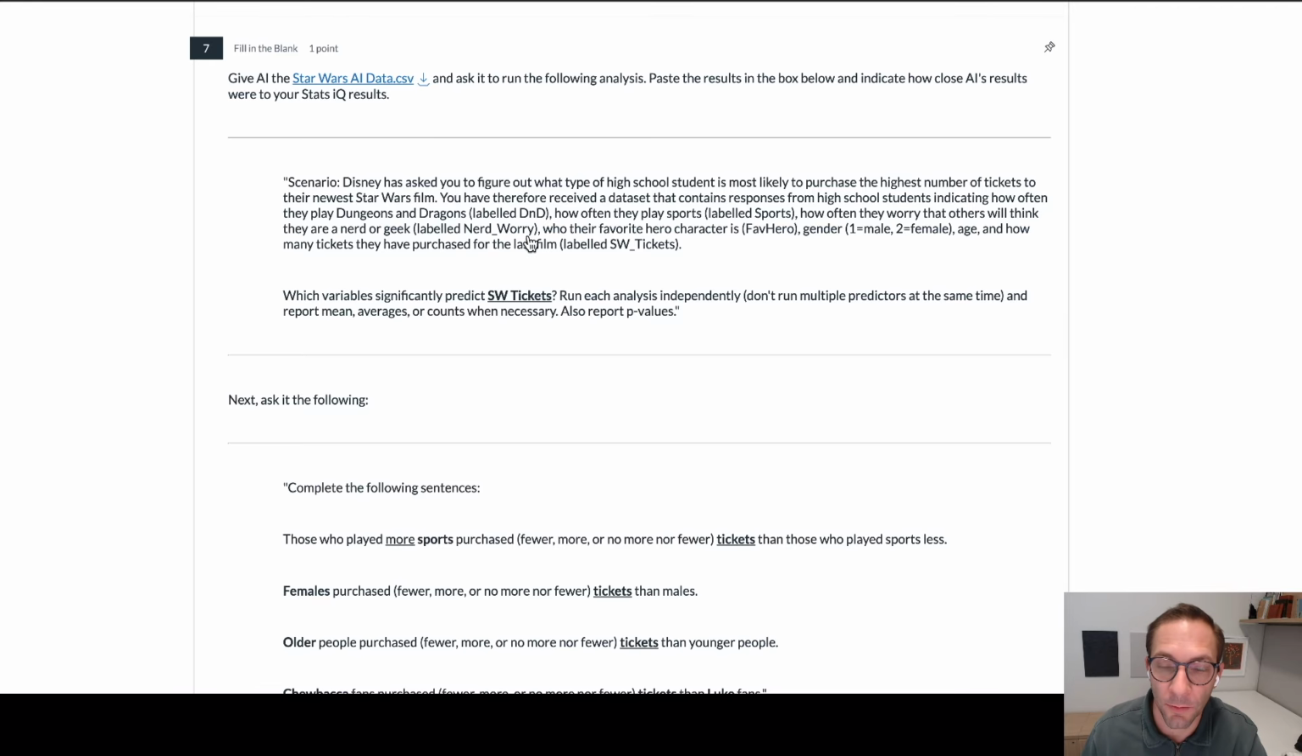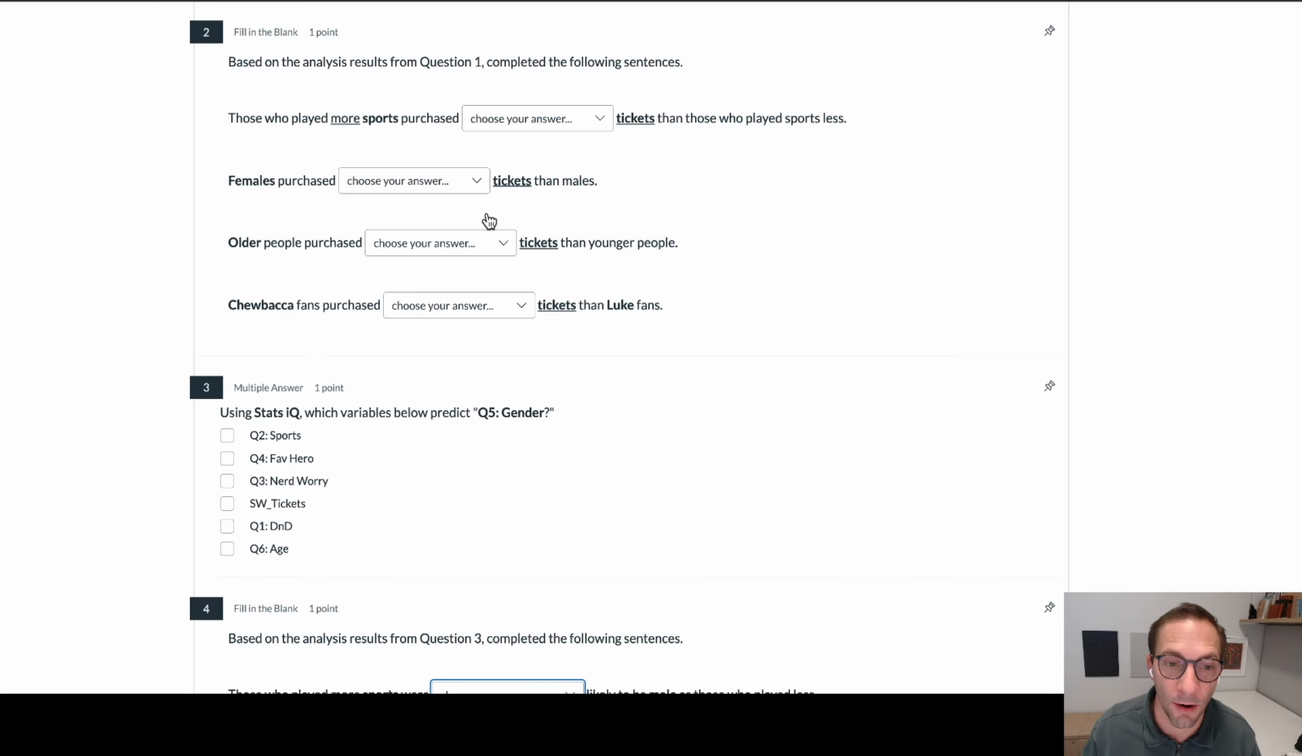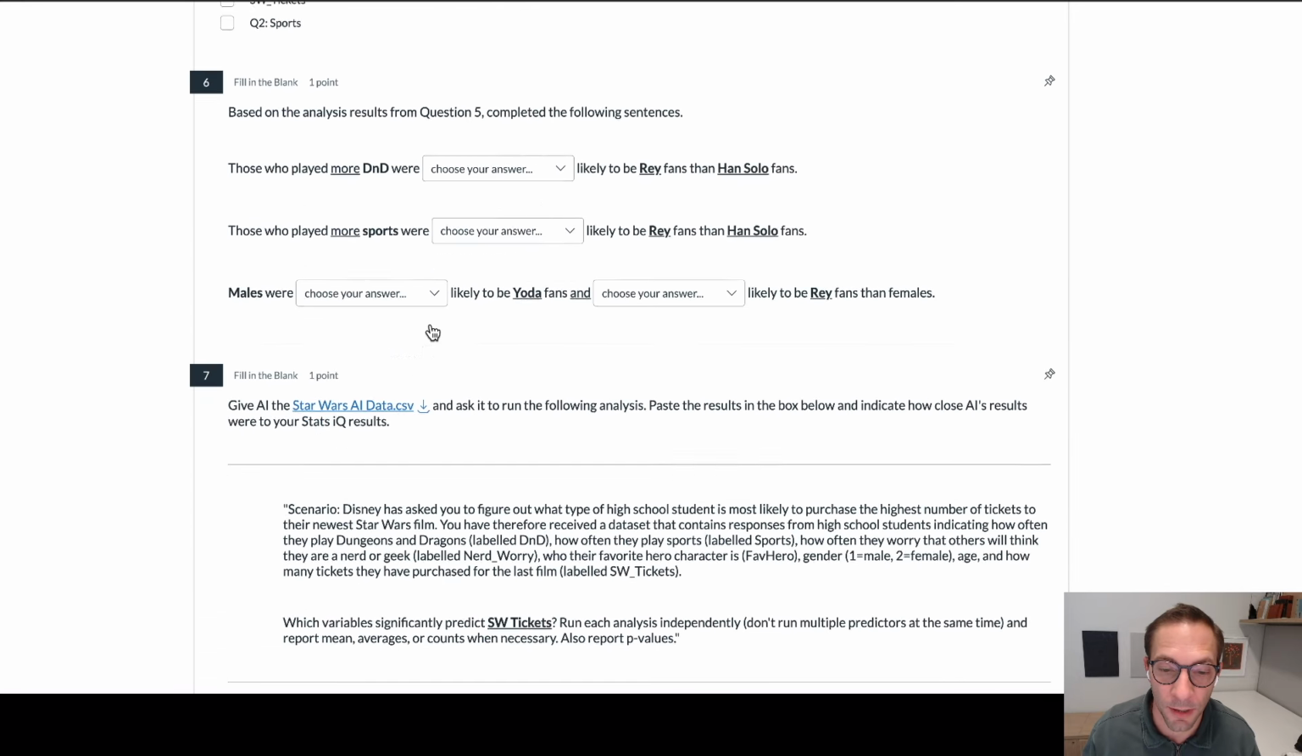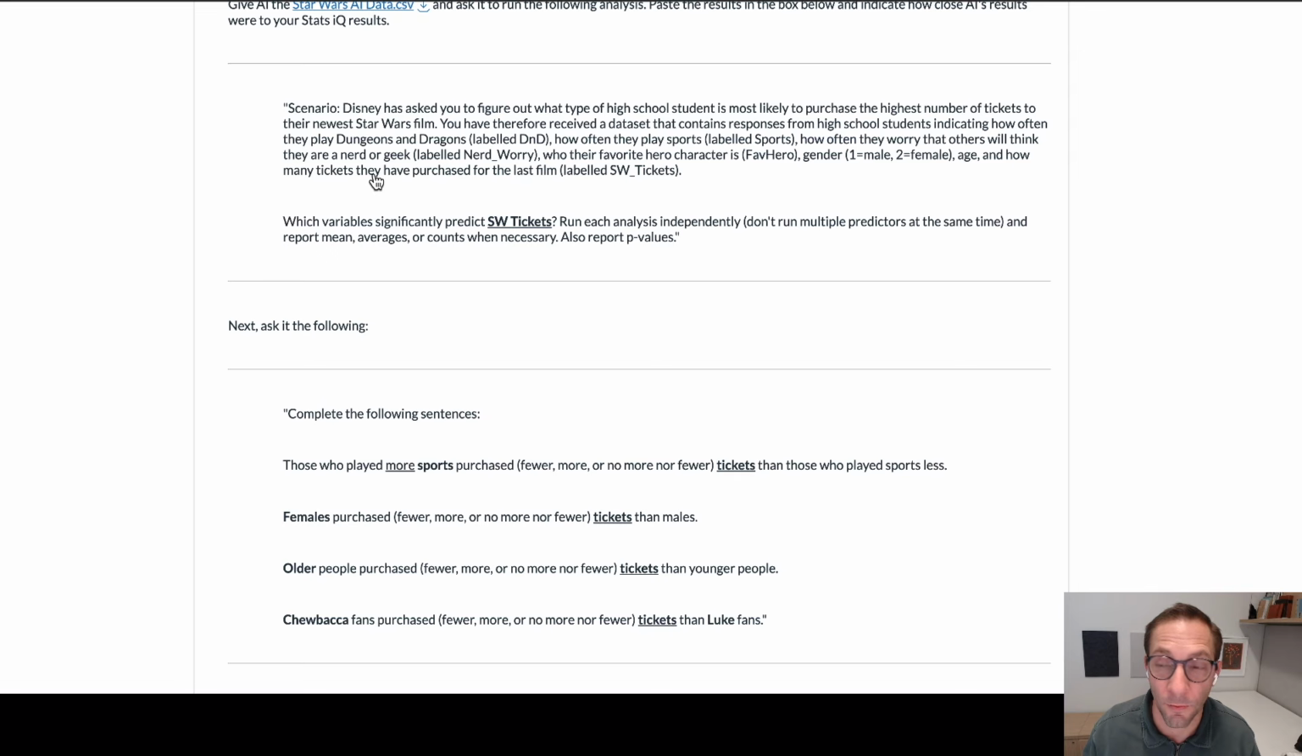So we're going to describe the data set. We're not only going to provide the data set for AI, but we're also going to describe it. It's good to give AI context to what you're doing for it to be able to run things correctly. So for the prompt, we're going to include this little scenario, and then we're going to ask it these questions. Okay, so this is actually our first question here. We're just going to replay this for AI.